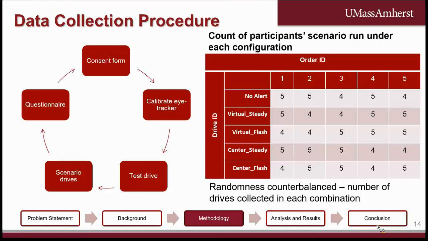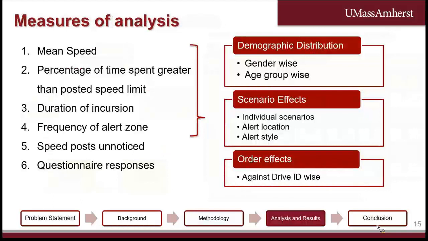the number of drives collected in each combination is not skewed towards one side, as you see on the table here, where each number represents, say, a virtual study scenario. Virtual study scenario had was the first run in five such participants. That's what this table mentions, so that the whole randomness is not skewed towards one kind of combination.